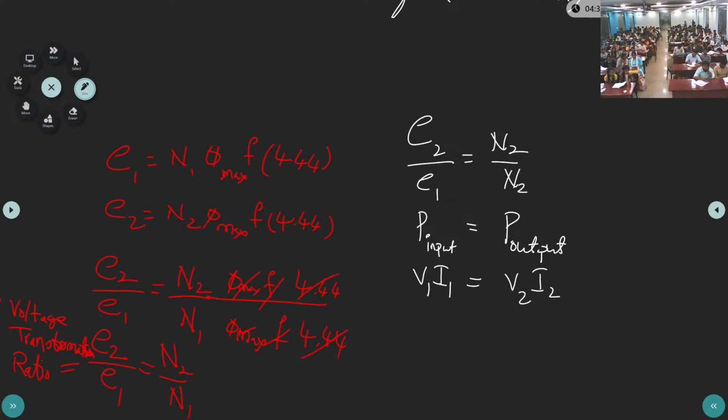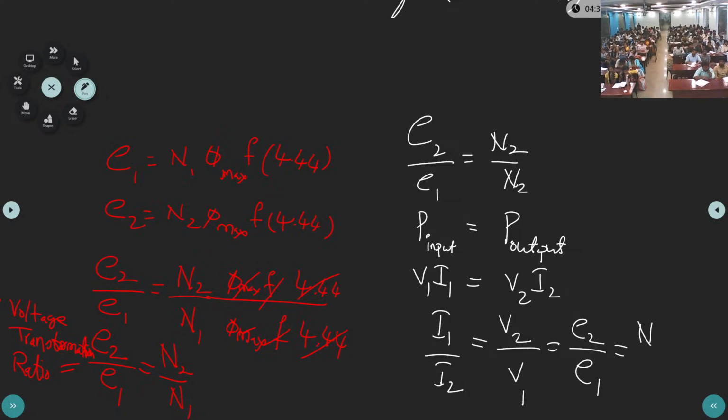What is the formula for power? Power is the product of voltage and current. So V1 I1 is input voltage and input current, V2 I2 is output voltage and output current. Can I get V2 by V1 from this? Is it correct? So V2 by V1 is equal to I1 by I2, which is nothing but E2 by E1, which is nothing but N2 by N1.